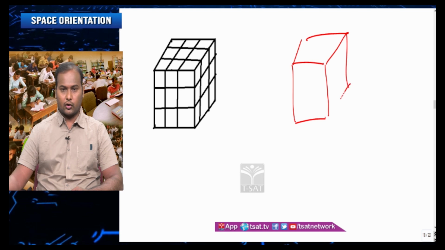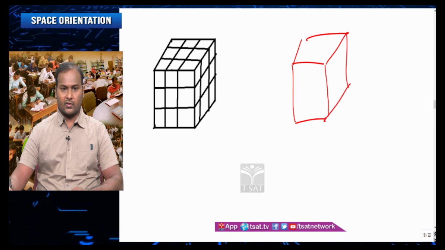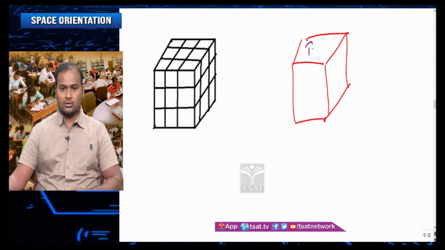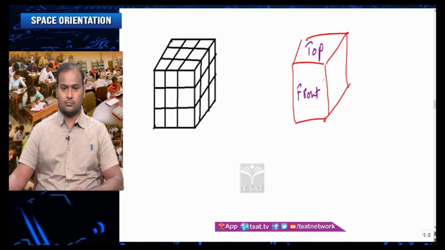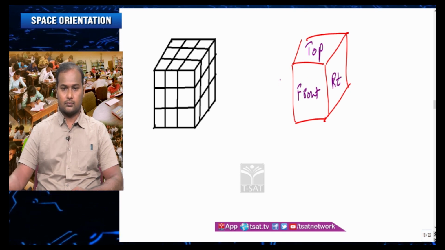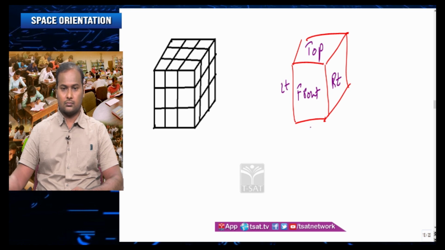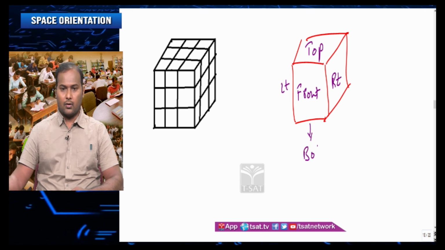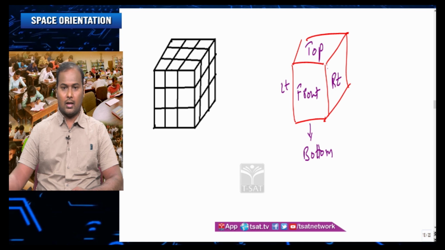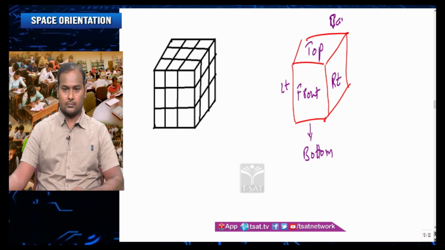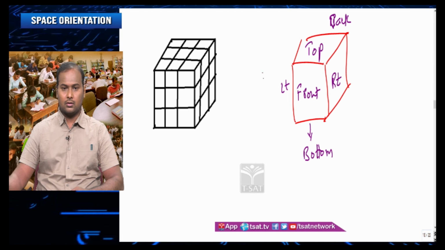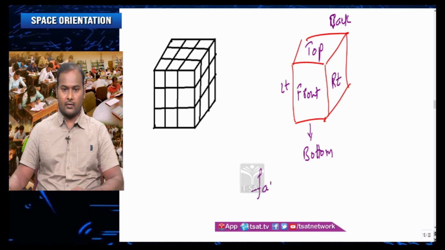So imagine this is a cube. A cube always has 6 faces. What are they? That is top, front, right, left, bottom and back. That is not visible for us. The other one is back. So how many in total? We have total 6 faces.